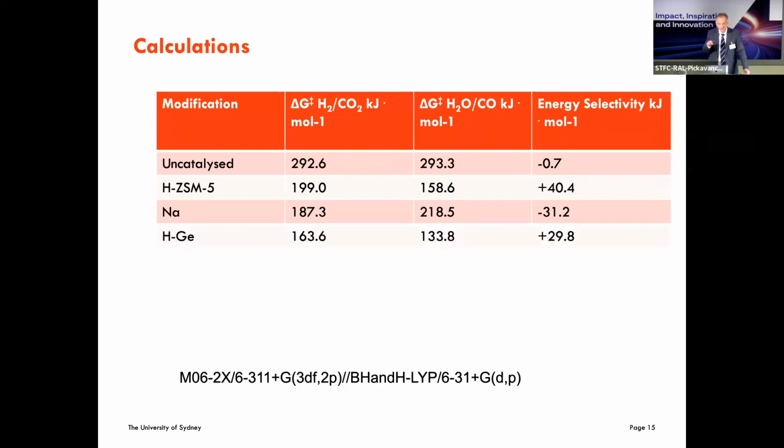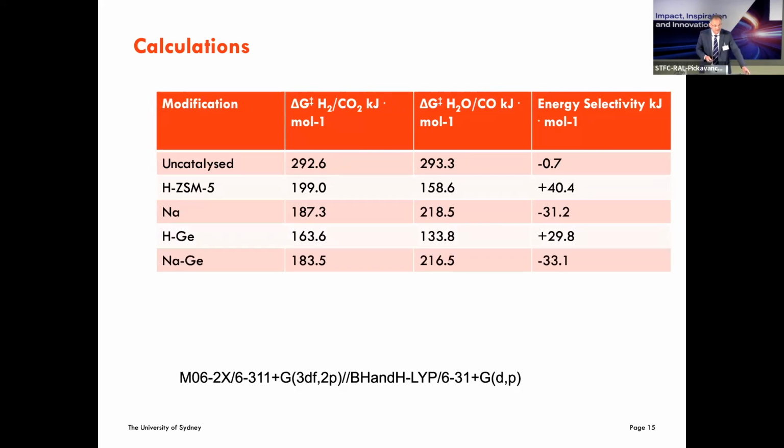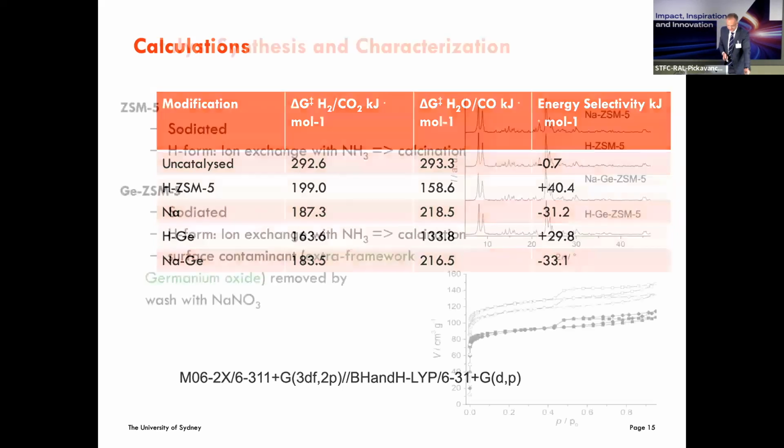If I put some germanium into the framework of the proton form, I reduce the overall transition state barrier, but I do not have the right energy selectivity. If I sodiate that, I'm doing quite well. Okay, let's see whether this computational insight translates into experiment.